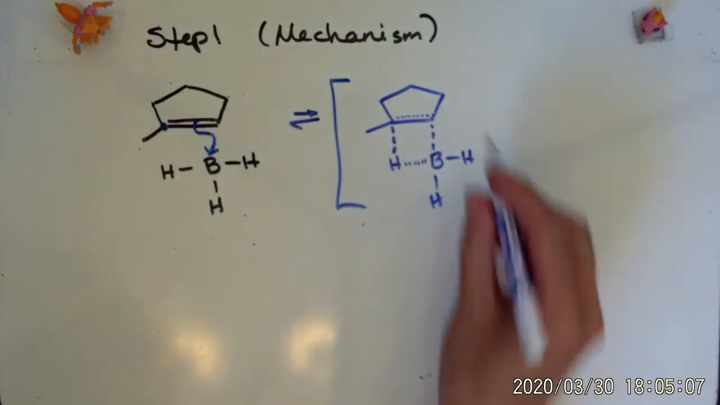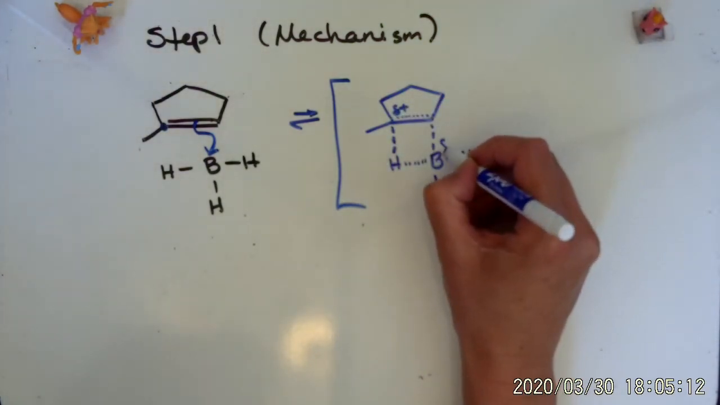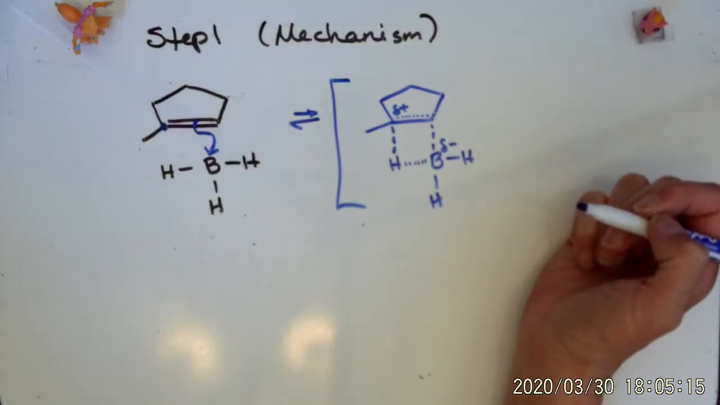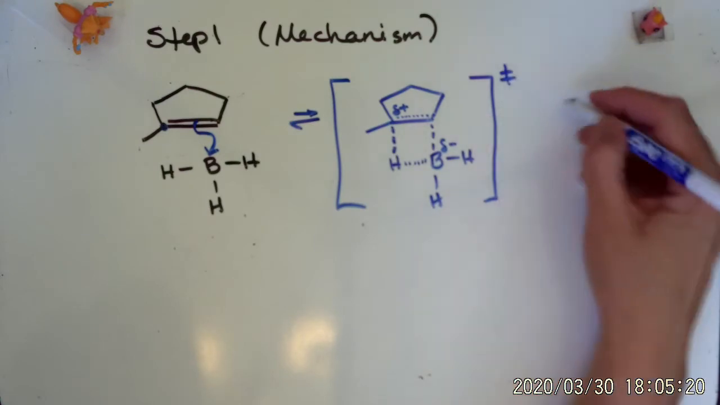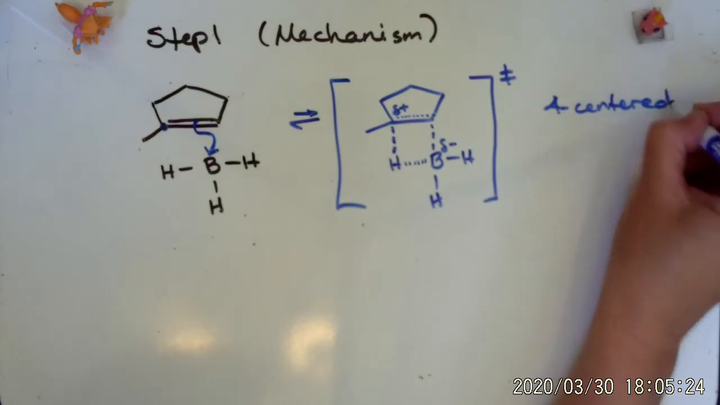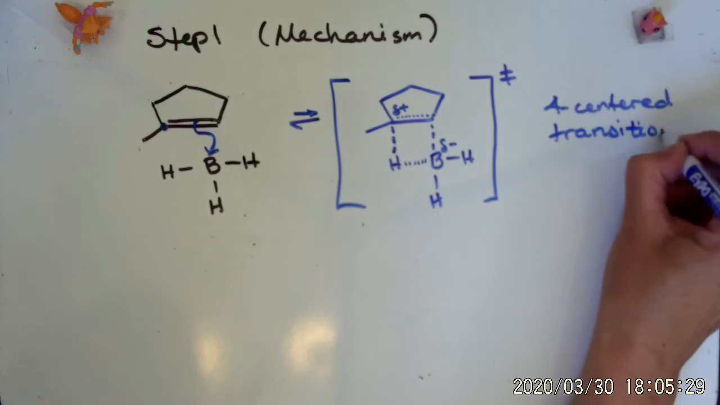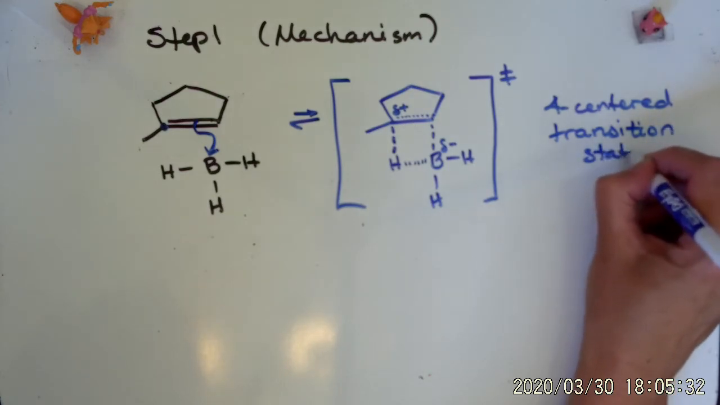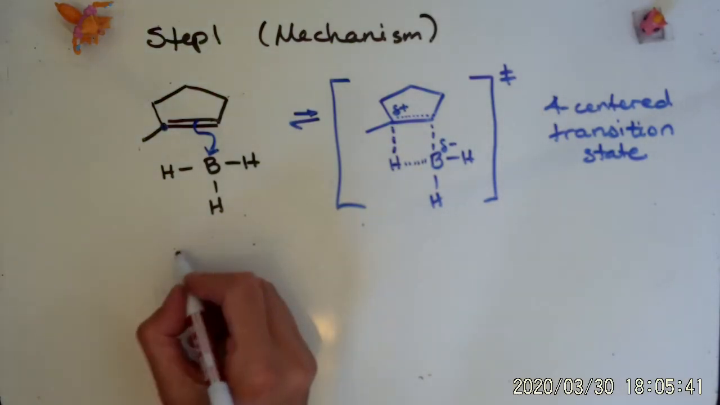Okay? When that happens, remember, this is a slightly positive charge. That's a slightly minus charge. Okay? This is my transition state. This is called a four-centered transition state. Okay. Now you might stop and say, well, what happens if I put in my boron in the other direction? So let's take a look.